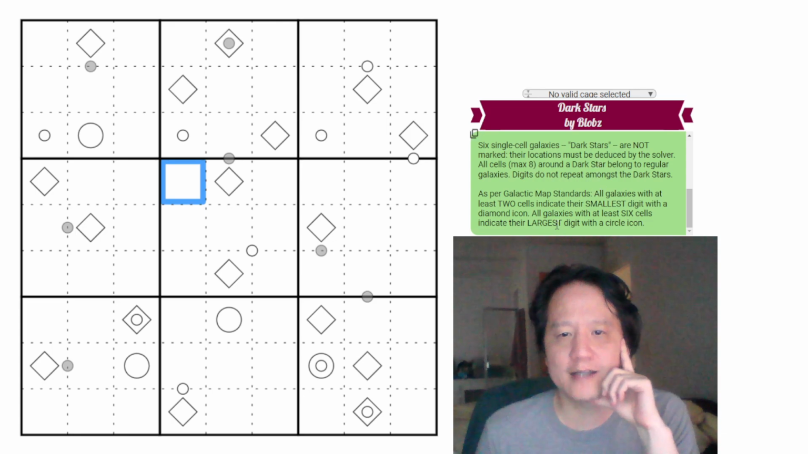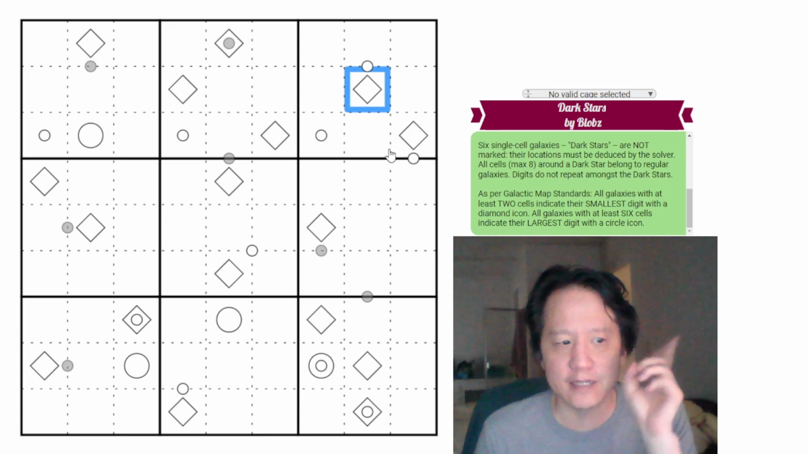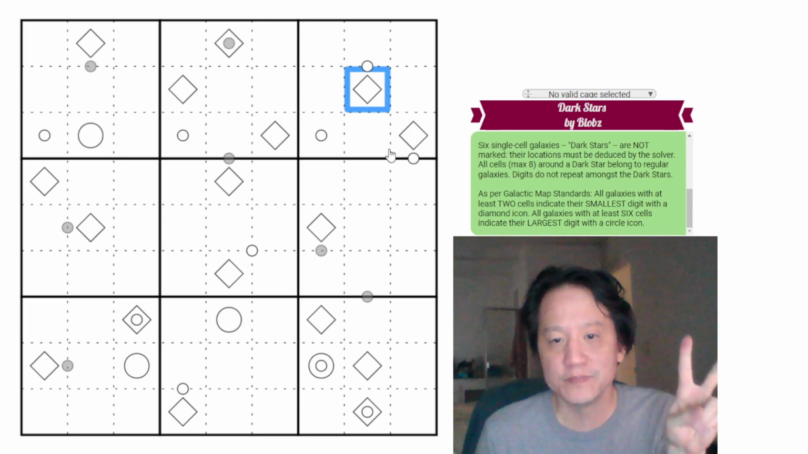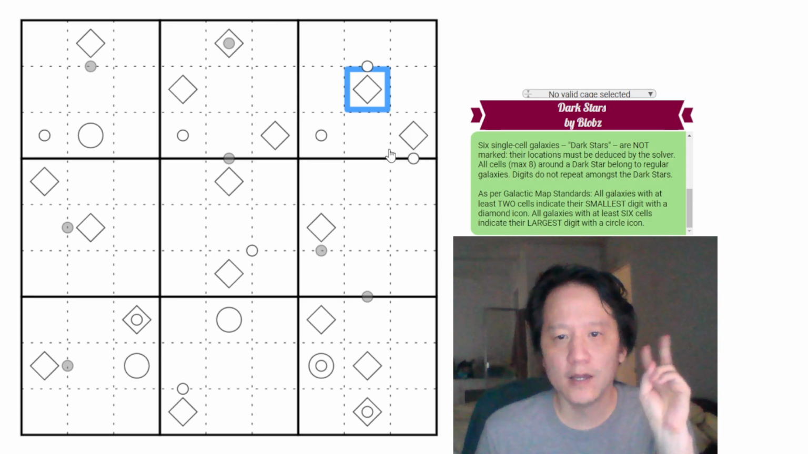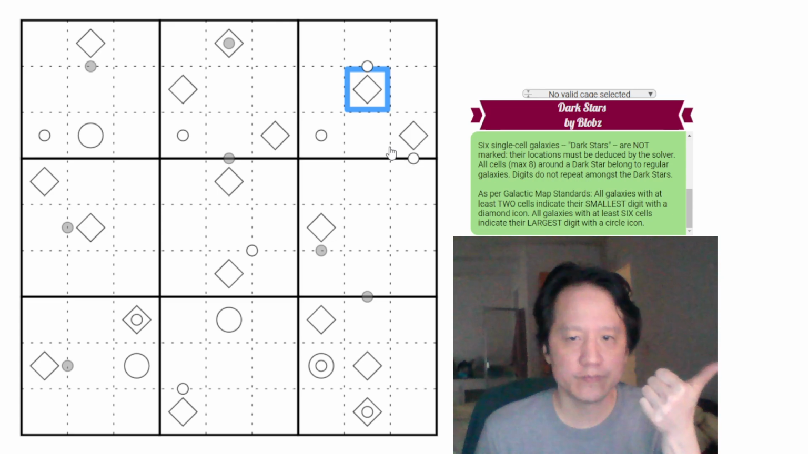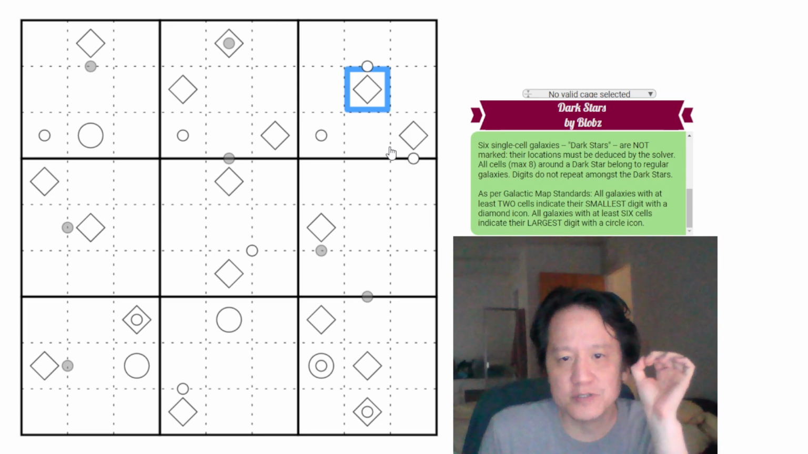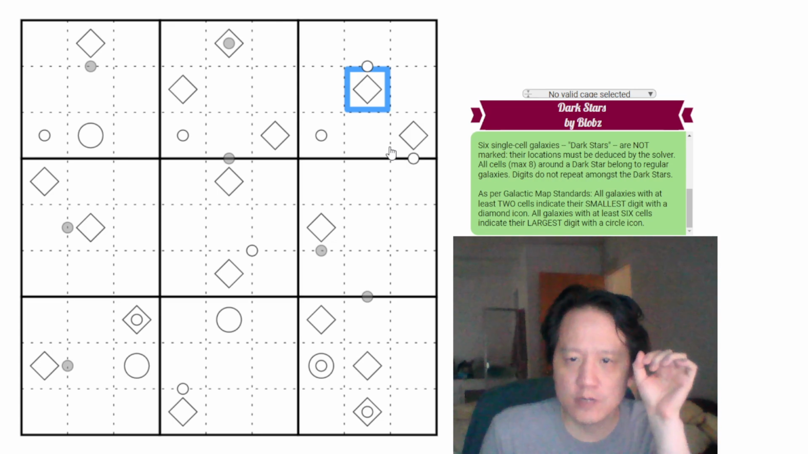As per galactic map standards, all galaxies with at least two cells indicate their smallest digit with a diamond icon. So if it's a diamond icon, that means it's in a regular galaxy, in a galaxy with at least two cells, and it's the smallest digit in that galaxy. All galaxies with at least six cells indicate their largest digit with a circle icon.